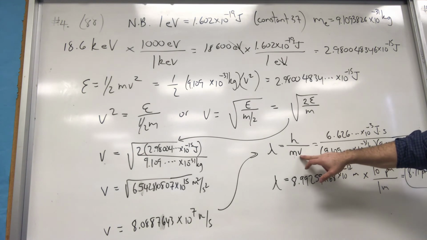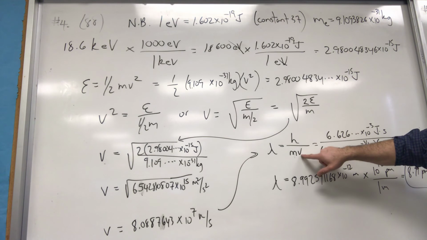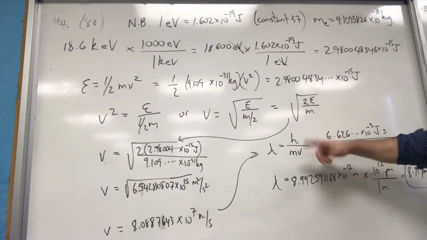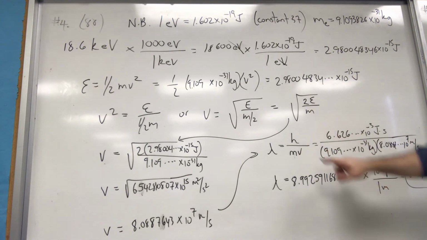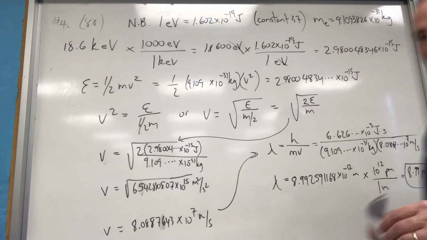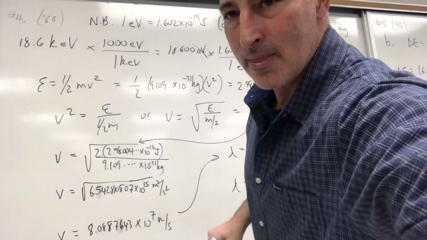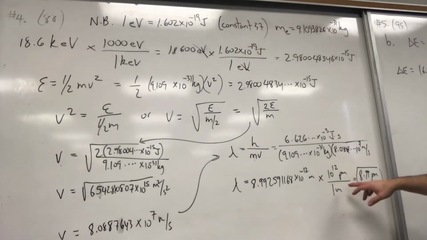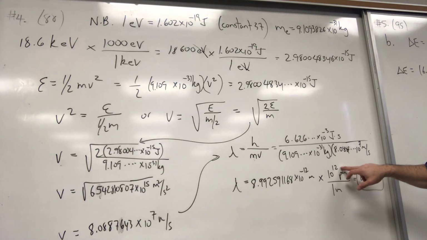This v is not frequency. It's tricky. When you use de Broglie's equation, you got to use v for velocity. Maybe I should have put v_e, like velocity of electron or something. Anyway, Planck's constant, mass of the electron, velocity of the electron. You get a wavelength for the electron, and then I converted it to picometers by multiplying by 10 to the 12 picometers per meter, which allows me to cancel meters.